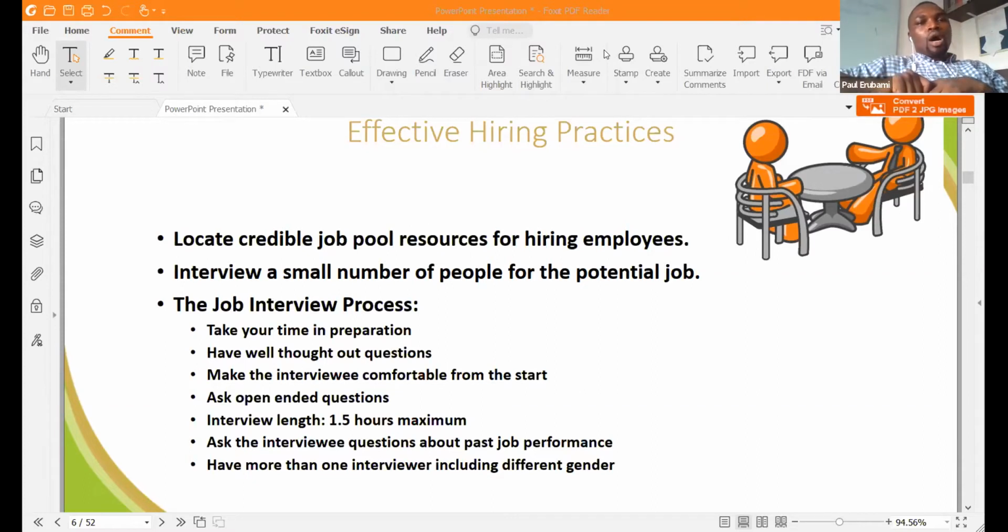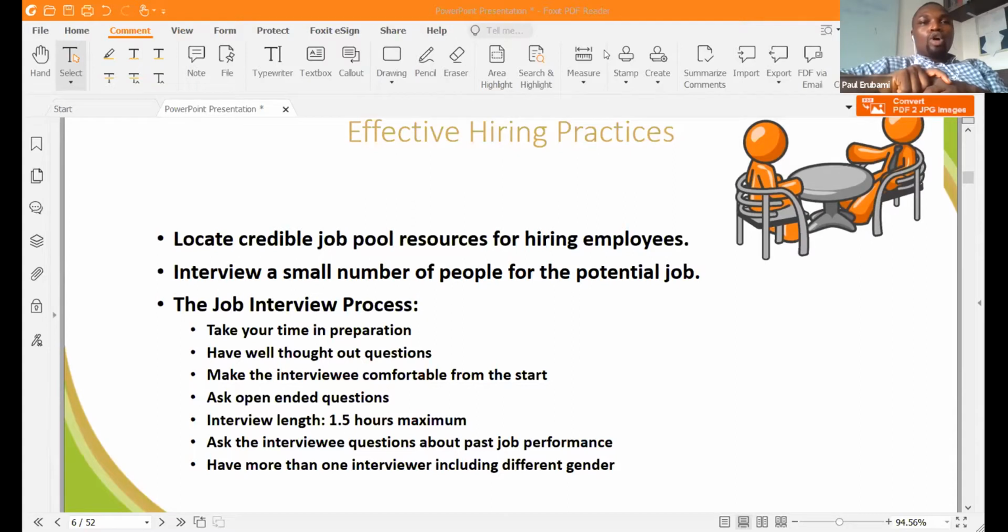Then interestingly too, while asking questions, you have to ensure your questions are open-ended. It gives the interviewee an opportunity to be more creative in their answers. Then you should note that a standard interview should not be more than 1.5 hours. Anything longer than that is just a pure waste of time. You should be time conscious when conducting an interview.